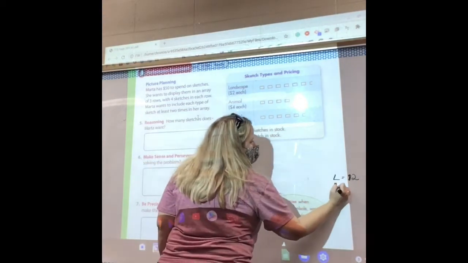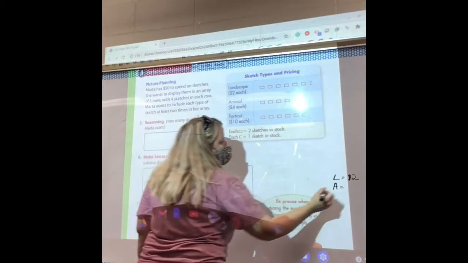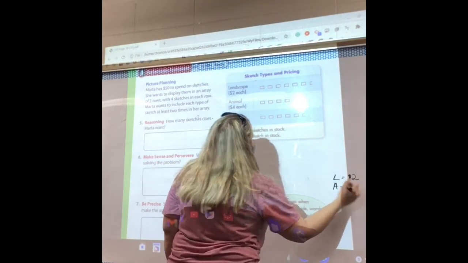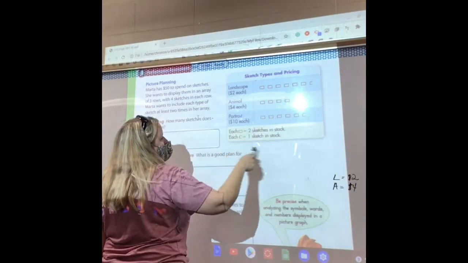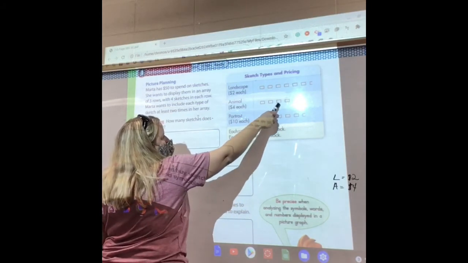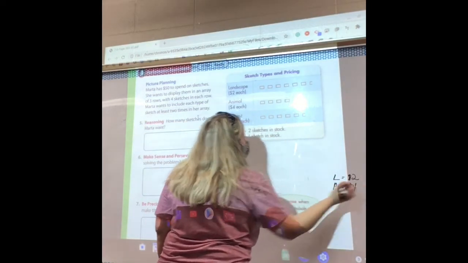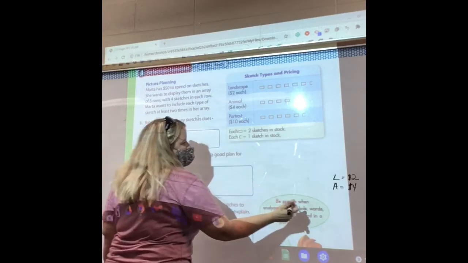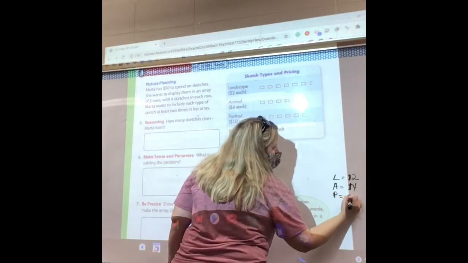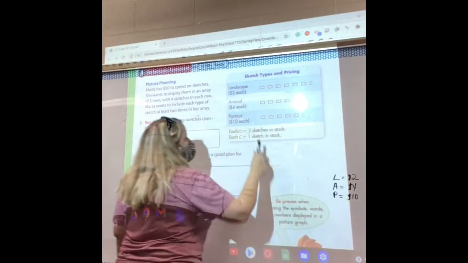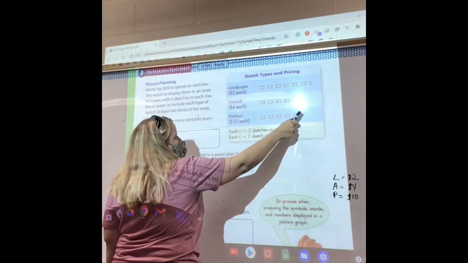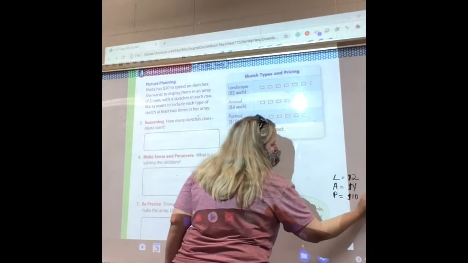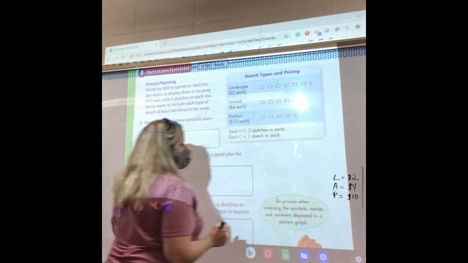Animal pictures are $4, and we have, so sketches are 2 of these, so 2, 4, 6, 8 of those. And we have portraits are $10, and we have 2, 4, 6, 8, 10, 11. And let's look at the scale so we know how we figured that out.